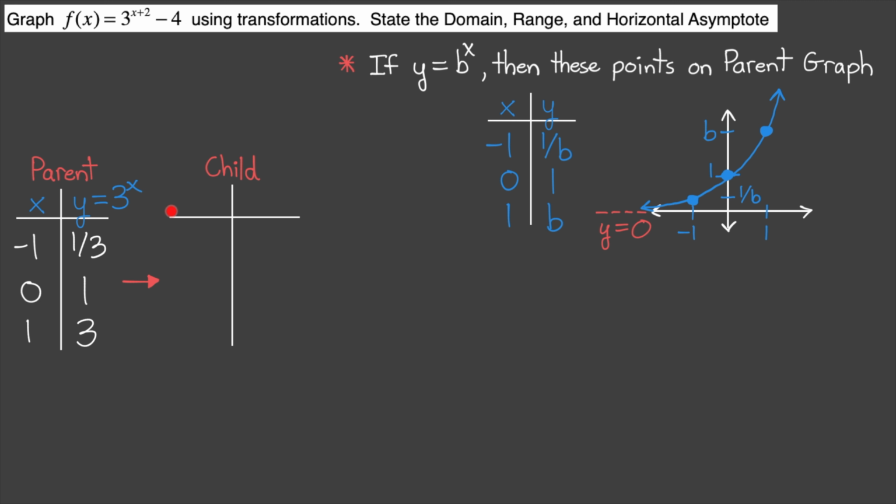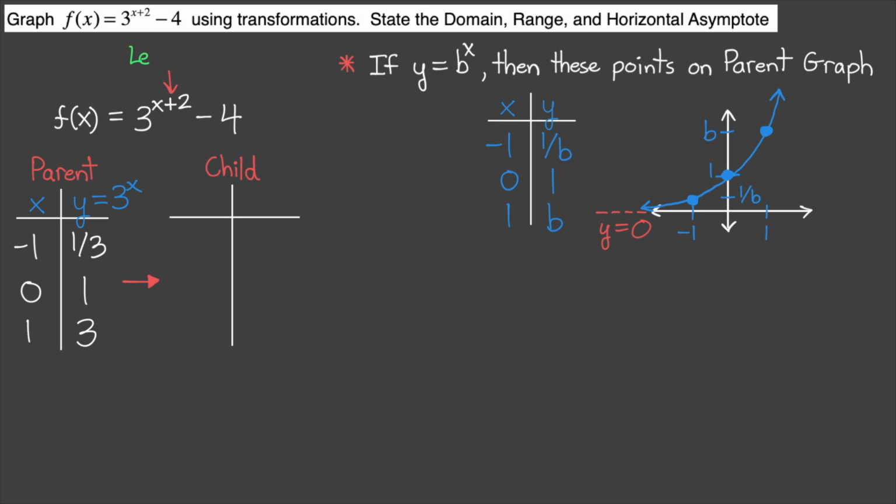Now we're going to transfer these to our child function based on the graph here by looking at the transformations. So here's our graph. So what kind of transformations are happening? Well, we have an x plus 2. So what does that do to the graph? That's going to shift it left 2.